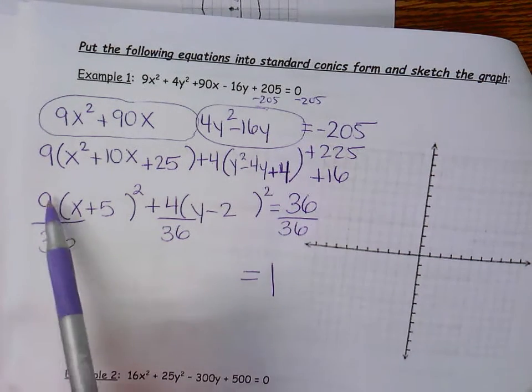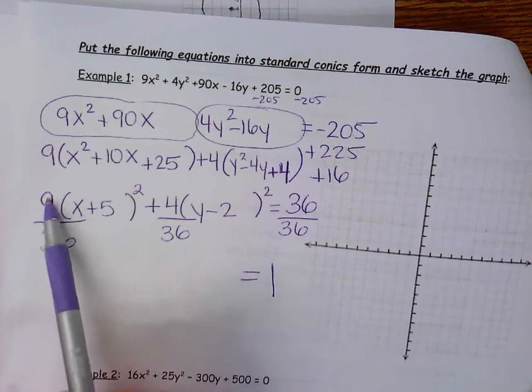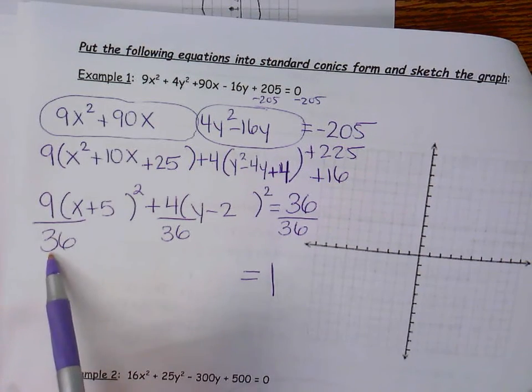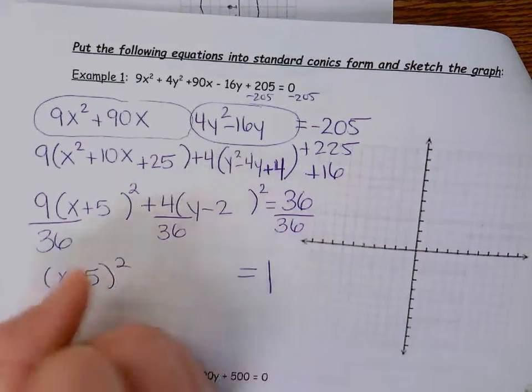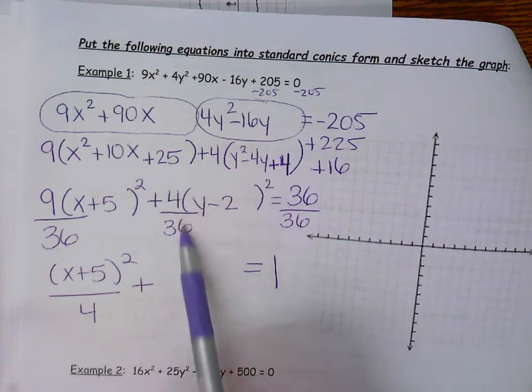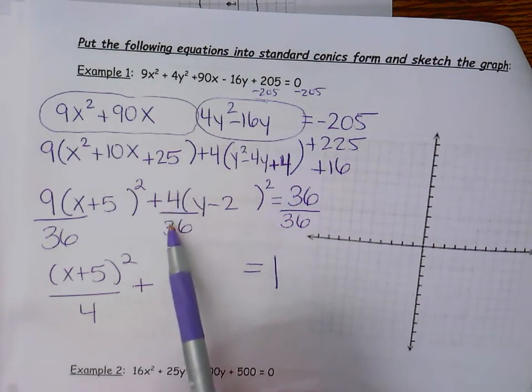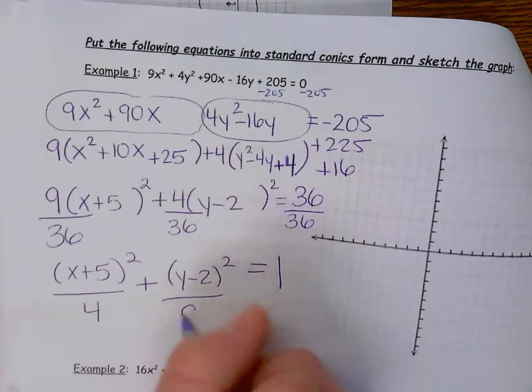And you can change these fractions to reduce them. So 9 over 36 would be 1/4, right? So this is really (x plus 5) squared over 4, plus 4 over 36 reduces to 1/9, so (y minus 2) squared over 9 equals 1.